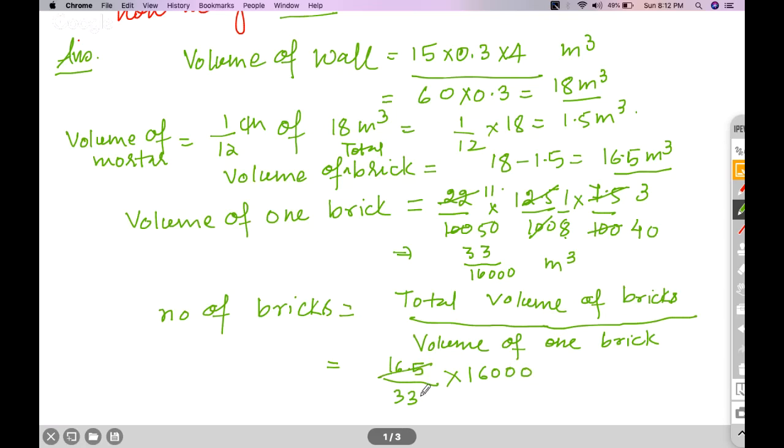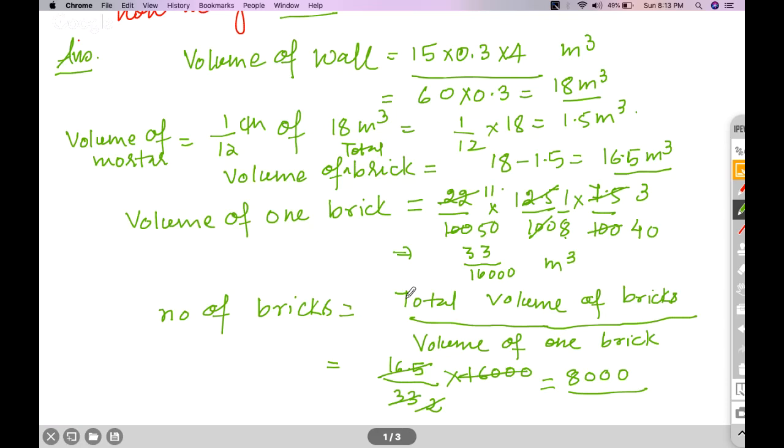And 16 and a half divided by this gives me 2. 16,000 divided by 2 gives me 8,000. So the number of bricks would be equal to 8,000. So this is what the answer is. Just have a look at this question. Have a look at the solution of this question, guys.